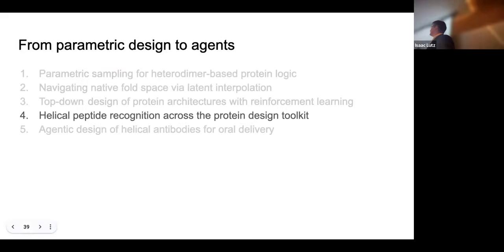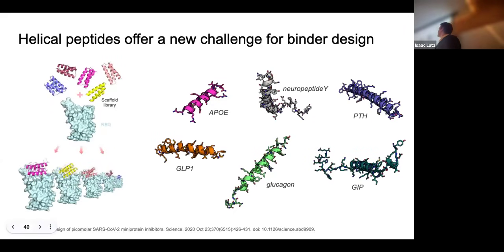And so really what we're going to see through this project is that with methodological diversity, you can actually solve harder problems and different problems. And there's a lot to be gained by having a lot of different tools in the toolkit to do protein design with. And so at the time, helical peptides were definitely a new challenge for binder design.